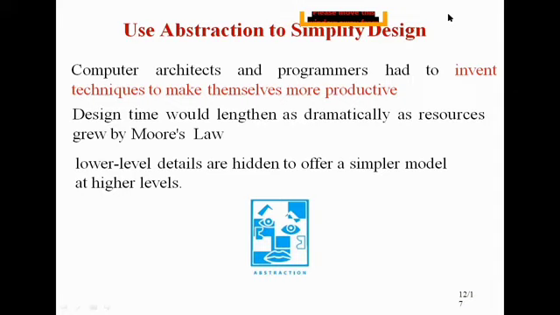And the next idea is use abstraction to simplify design. It is a major productivity technique for hardware and software. It is to use abstractions to represent the design at different levels. Lower level details are hidden to offer a simpler model at higher level.